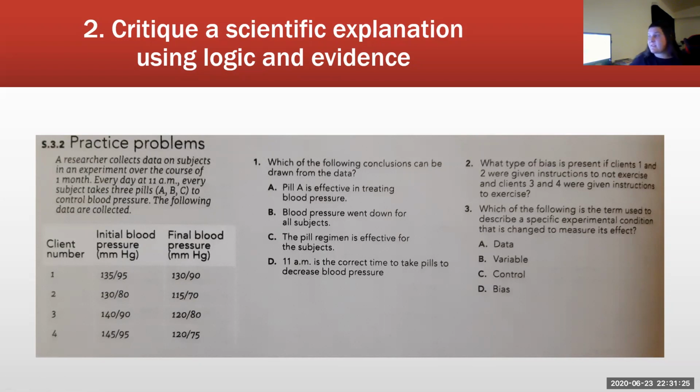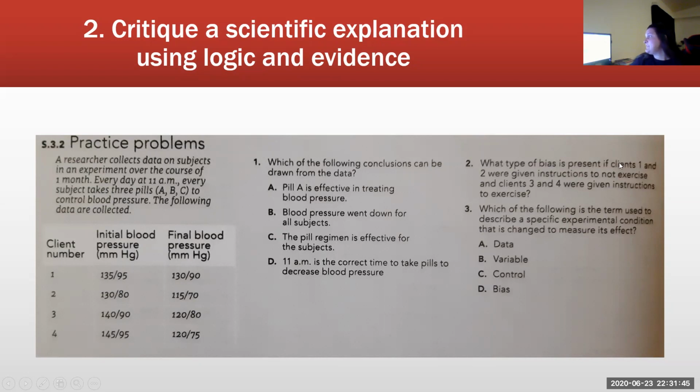We don't know. And again, if 11 a.m. is the correct time to take pills to decrease blood pressure, we would only know this if we actually tested a different time. So these patients were just told to take their 3 pills every day at 11 a.m., and we're going to measure their blood pressure a month afterwards.